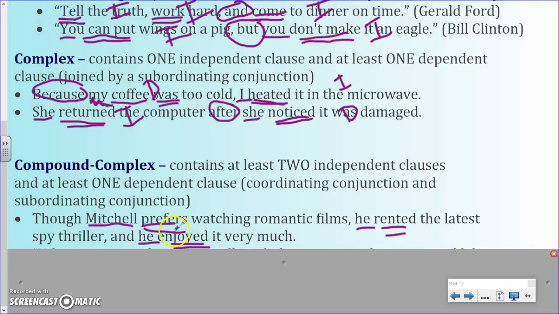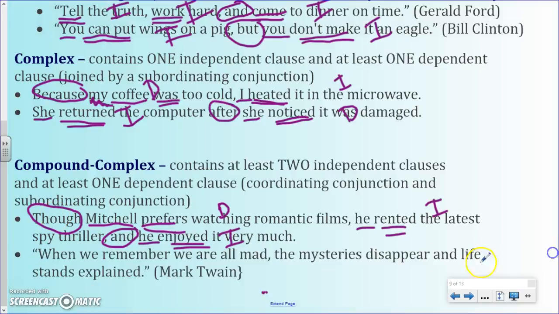So we have 3 subjects, we have 3 verbs. Now the idea is which is independent, which is dependent to make sure we fit the formula of 2 independent and 1 dependent. So though Mitchell prefers watching romantic films is dependent, it needs more information. It's a fragment on its own. He rented the latest spy thriller is independent. It stands on its own. And then here we have the coordinating conjunction to join the last one, making this one also independent. So we have the two independent and the one dependent. We have the coordinating conjunction, and we have the subordinating conjunction.